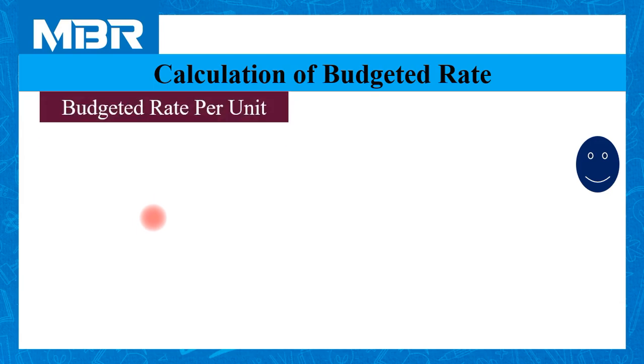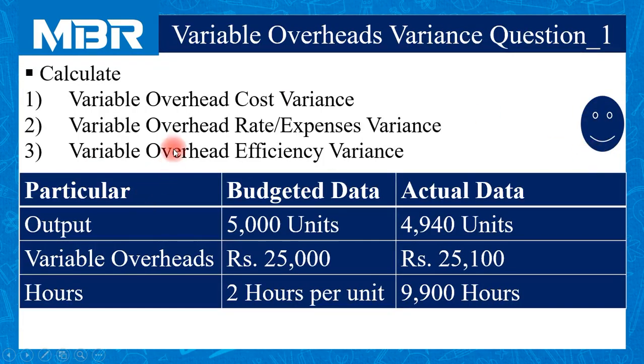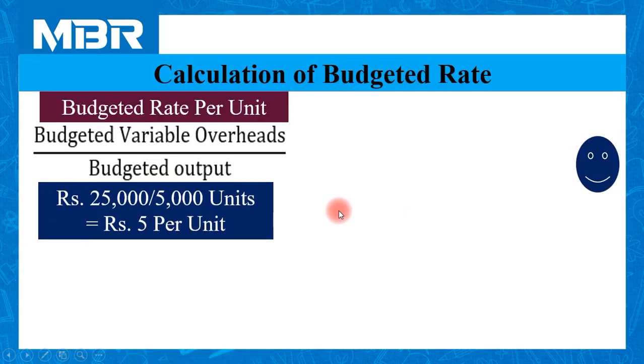Let us calculate budgeted rate per unit. Formula: budgeted variable overheads divided by budgeted output. You can check in your question. Budgeted variable overheads are rupees 25,000 and budgeted output is 5,000 units. So we can easily calculate budgeted rate per unit. It is rupees 5 per unit. It means the company has to recover rupees 5 per unit at the time of production for variable overheads.